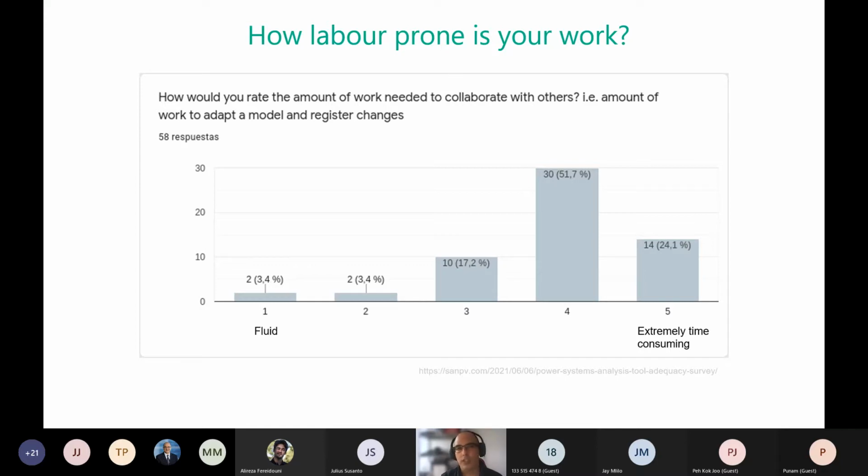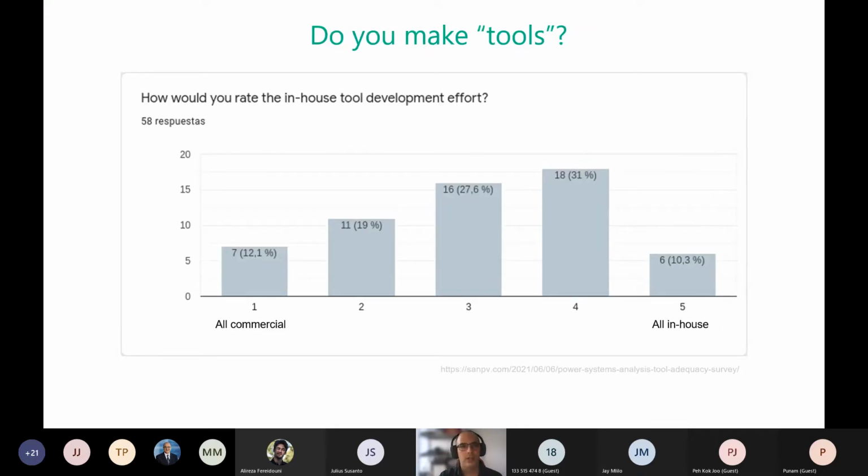So how are the tools dealing with this? So we buy a very expensive tool, so how do we do it? People in the survey said around 3% fluid, 14% extremely time-consuming, and about 30%, I would say, time-consuming or not ideal.